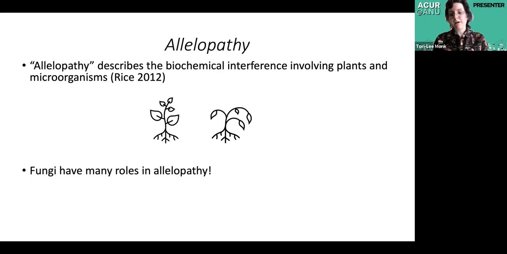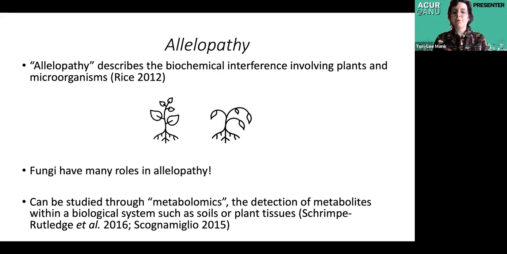Quite fortunately for us, allelochemicals can be measured. We can use an approach called metabolomics, which is the detection and quantification of low-weight metabolites in a biological system. This enables us to get a snapshot of the metabolites present in a sample, or the sample's metabolome.